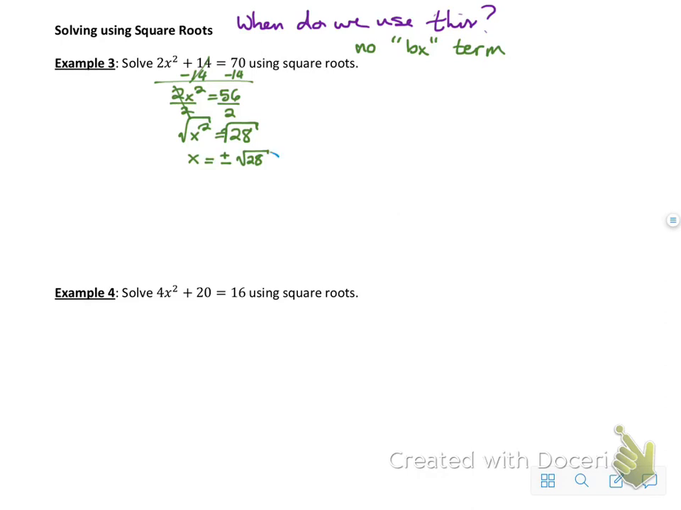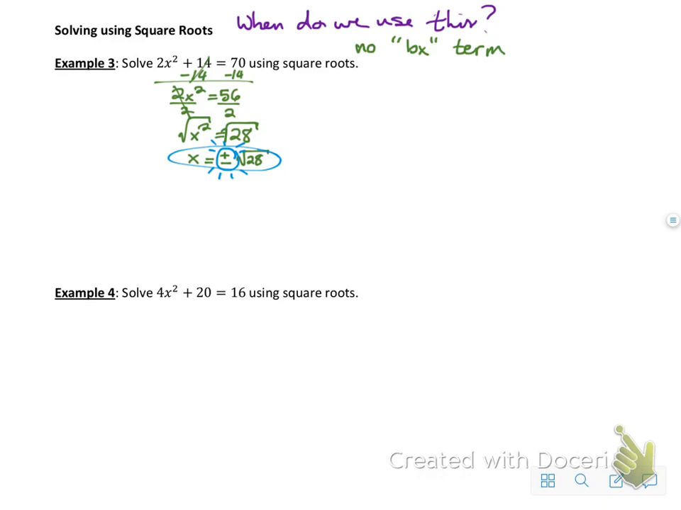This is huge. Okay? This plus or minus is very, very important. Make sure you know that. Do not leave it out. If you take a square root, do not leave out the plus or minus. If it's already done, that's a different story completely. If you are taking a square root, you do a plus or minus.